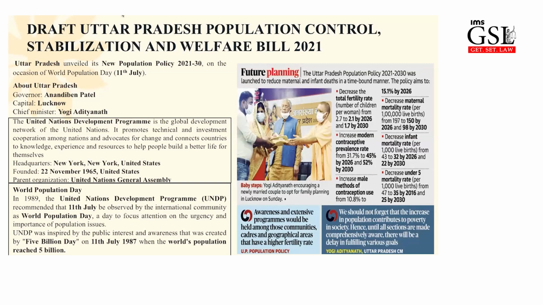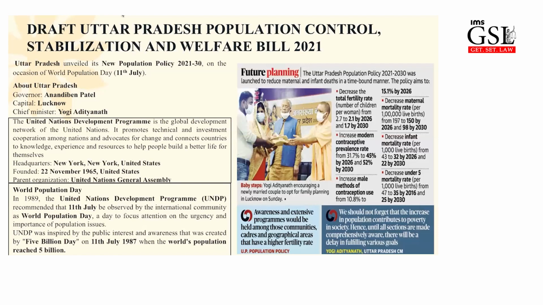Speaking of the World Population Day, in 1989, the UNDP recommended that 11th July be observed by the international community as World Population Day, a day to focus attention on urgency and importance of population issues. UNDP was inspired by public interest and awareness that was created by 5 billion day on 11 July 1987 when the world's population reached 5 billion.